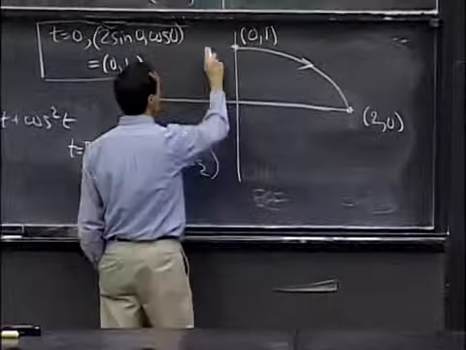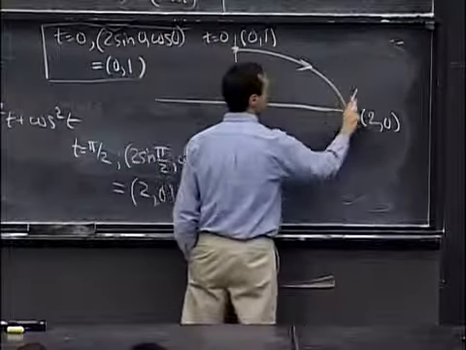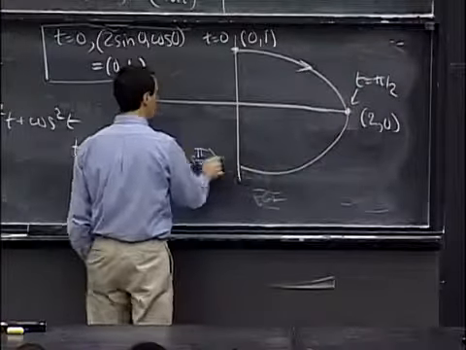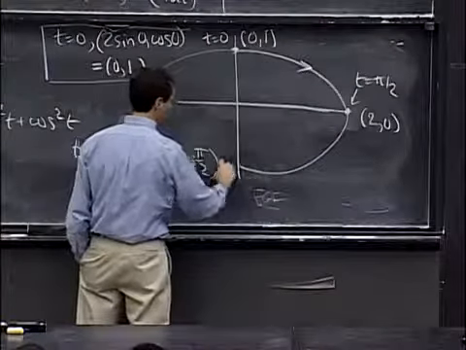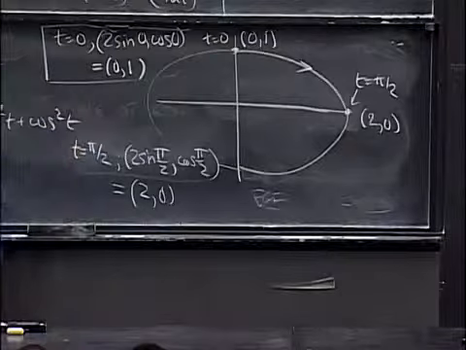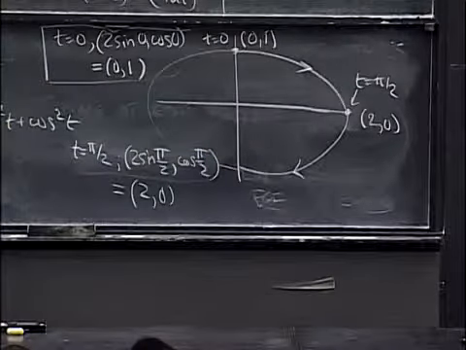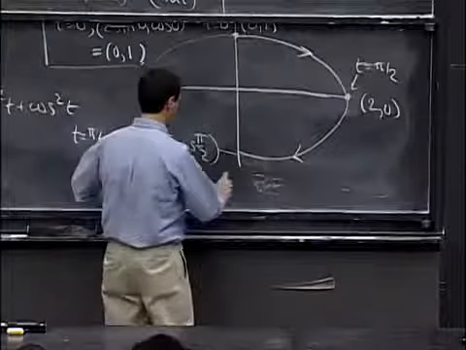All right, so this is what happens at t equals 0. This is where we are at t equals pi over 2, and it continues all the way around, et cetera, to the rest of the ellipse. All right? This is the direction. So this one happens to be clockwise.